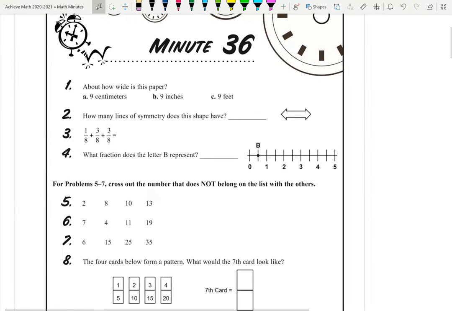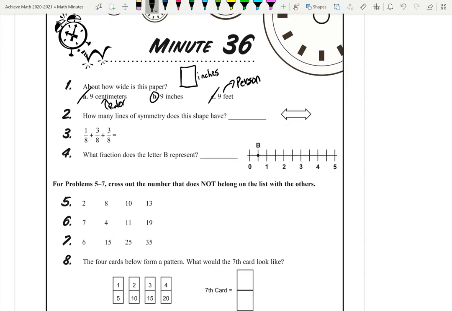All right, diving in. Math Minute 36. About how wide is this paper? So you have to understand that there's always standard sizes. Typically, a piece of paper that you hold in your hand will always be in inches. Feet, that's how you measure a person. Typically, our height in the US is in feet. Centimeters, you want to think of a ruler, leaving us with inches.